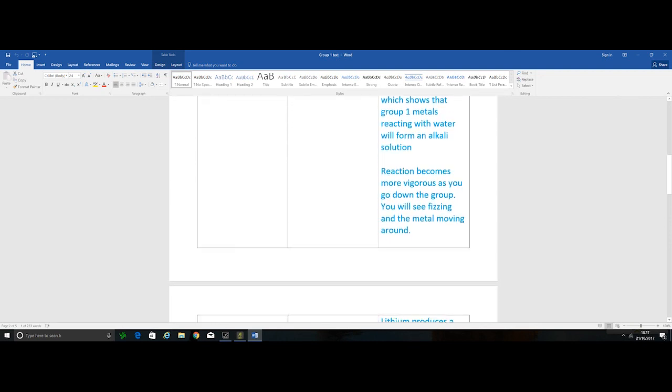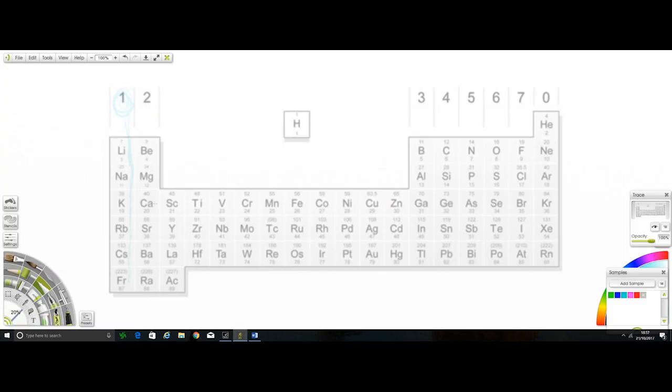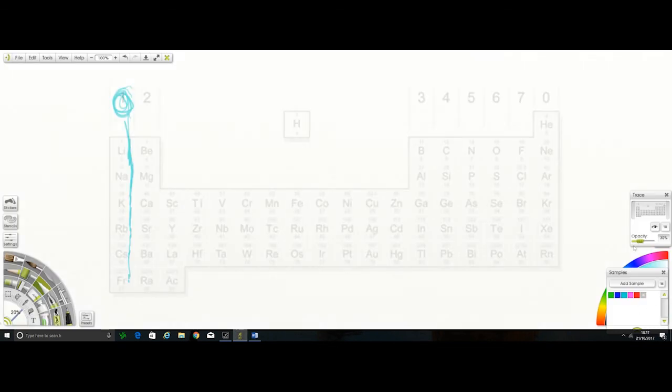One other thing you'll notice is lithium is reactive, but when you compare it with all the other ones, it's not as reactive as the others. So here's lithium right at the top of group 1. Lithium is not as reactive as sodium. Potassium is more reactive than sodium. Rubidium is more reactive than potassium. Cesium is more reactive than rubidium, and francium is more reactive than cesium.